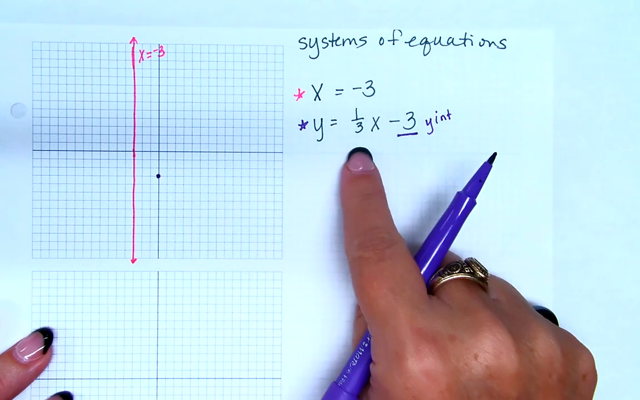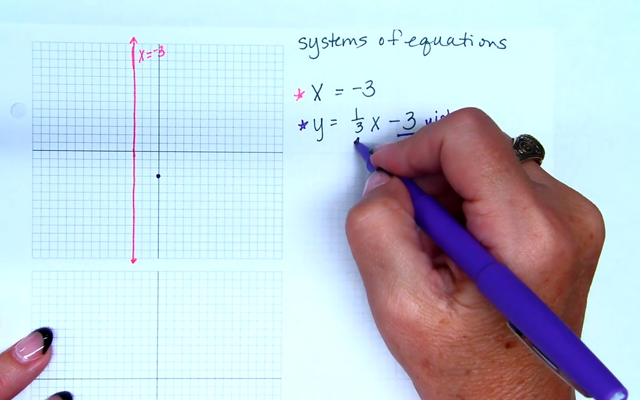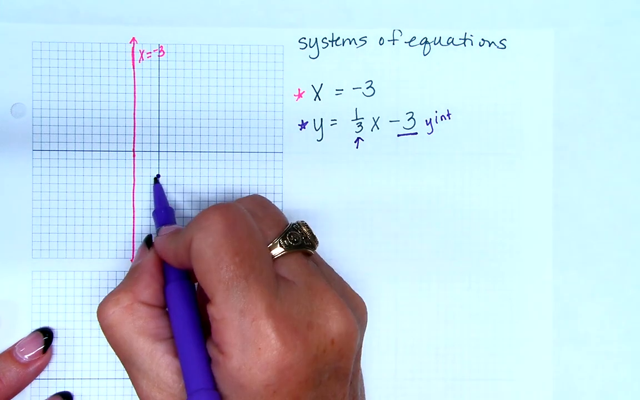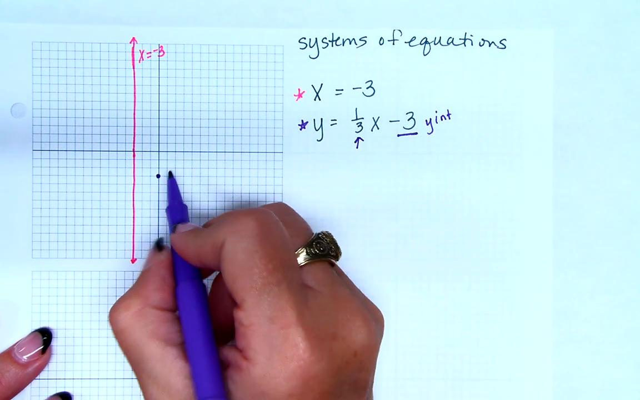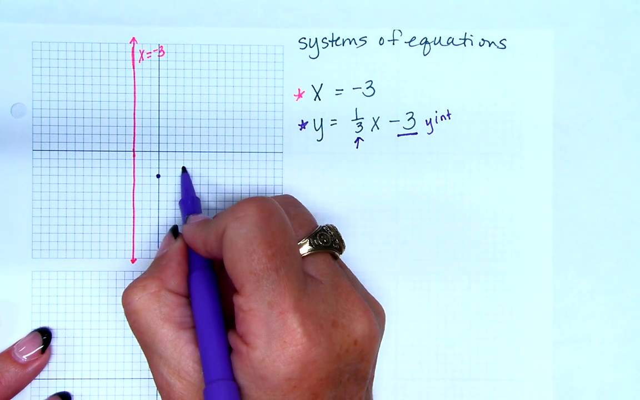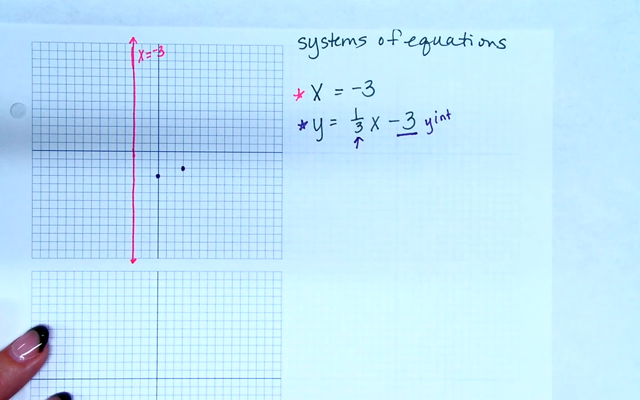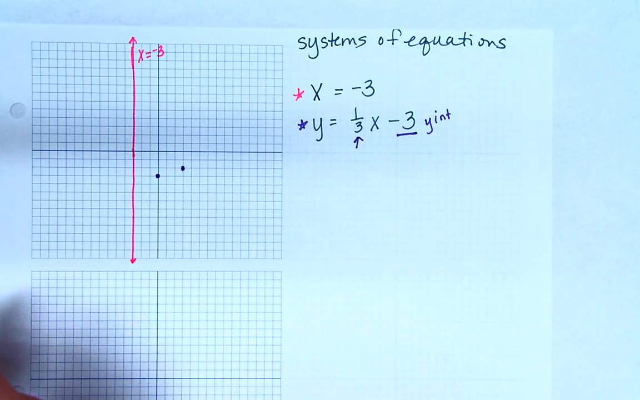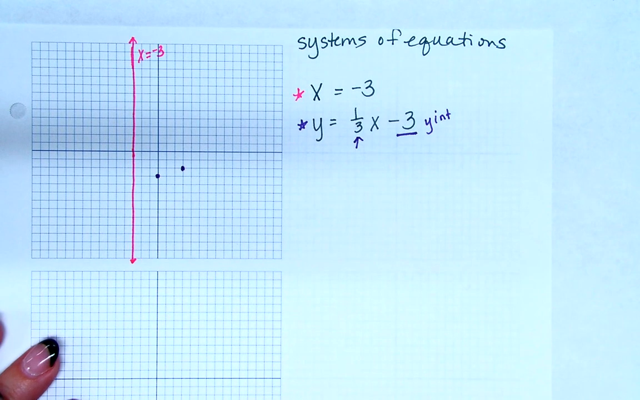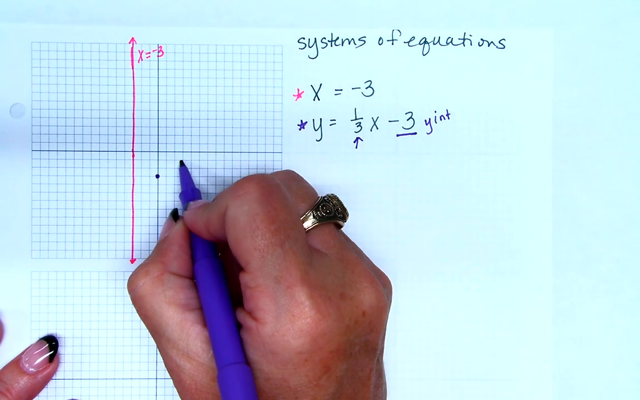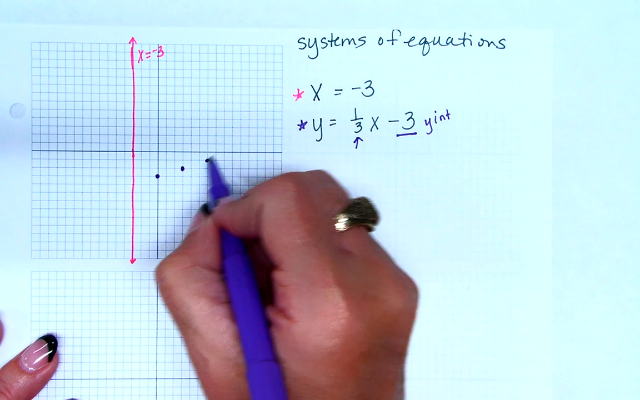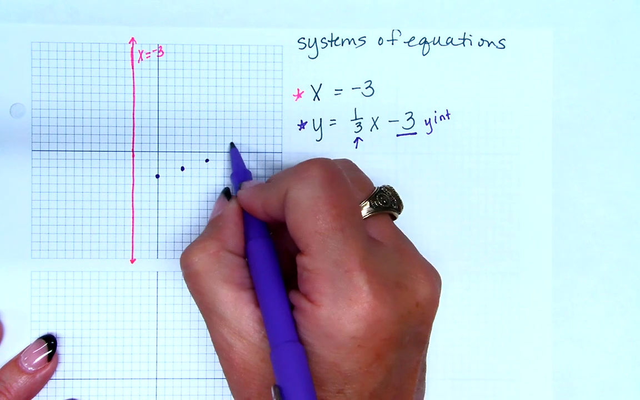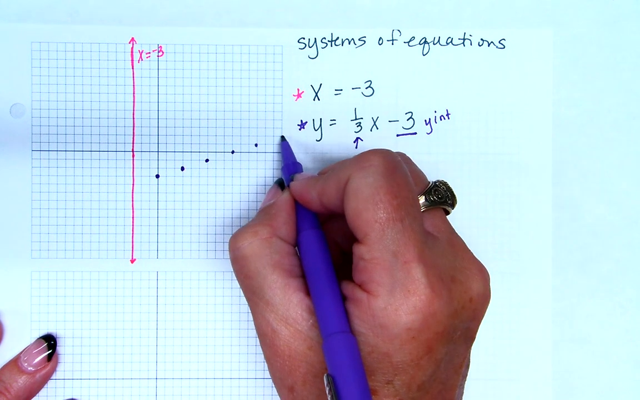And then what do I do with the slope? Rise over run. So I rise 1 and I run 3. 1, 2, 3. How many points does it take to make a line? 2, right? Can you see that line very well? Kind of, right? But what if I did this? Rise 1, run 3. Rise 1, run 3.